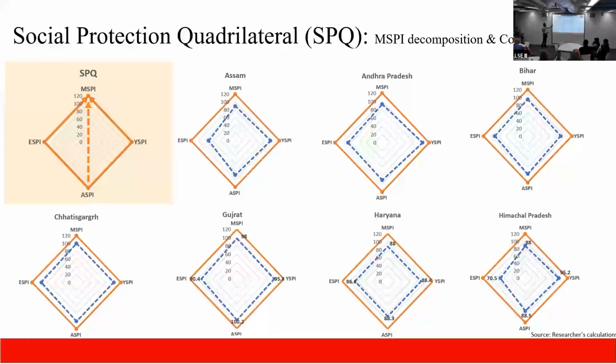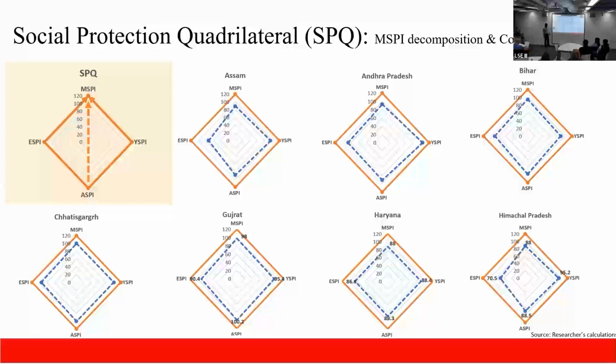Here what I am proposing is like what we have as the universal health cube. For a clear picture, and to understand where a state stands in terms of the ideal social protection structure, I have made a social protection quadrilateral. This is a perfect social protection quadrilateral representing a score of 120 on each of the sub-indices, contributing to the final score of this multidimensional social protection index.